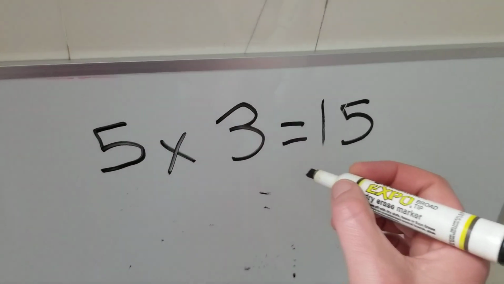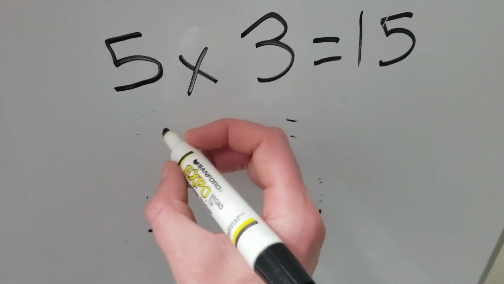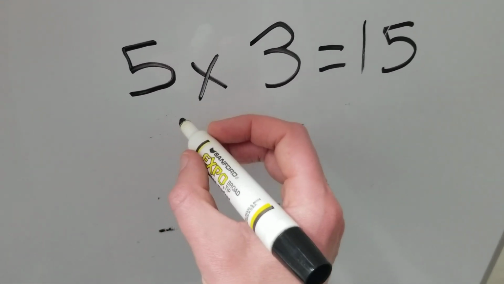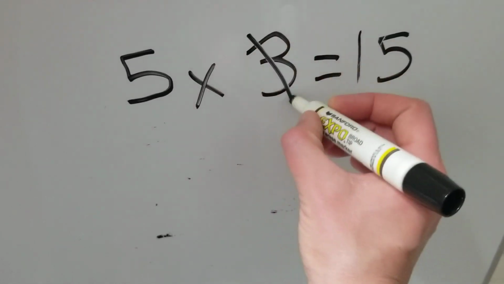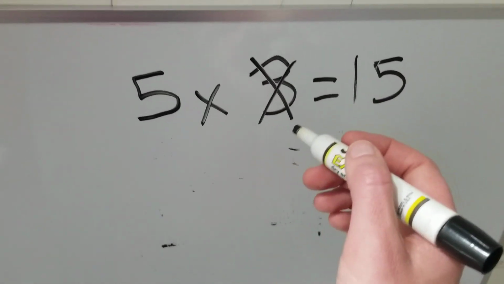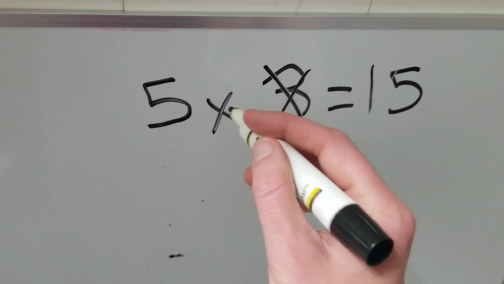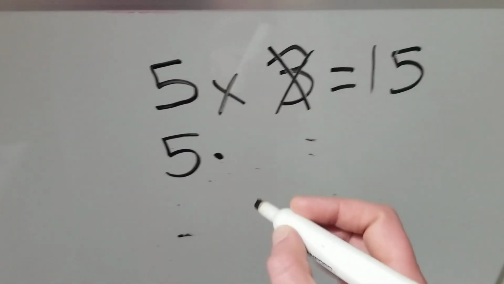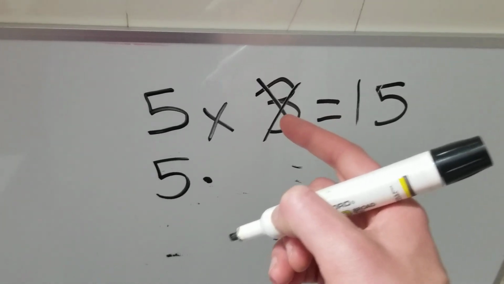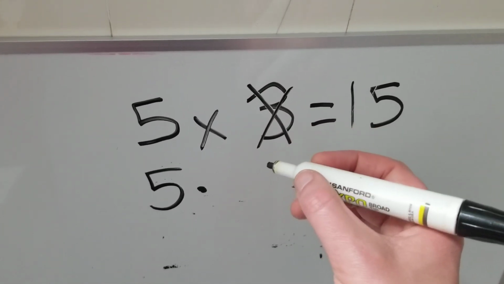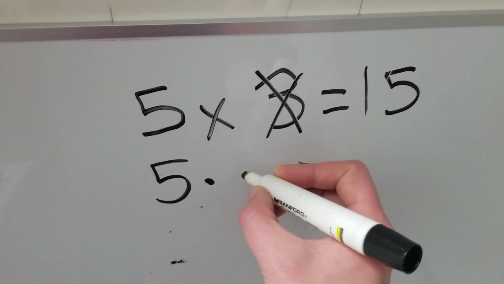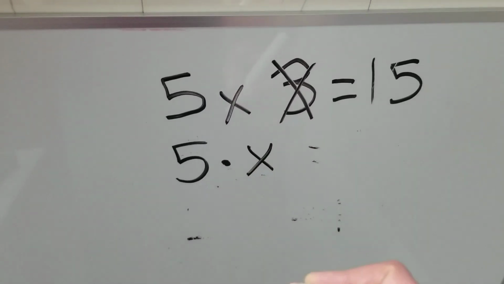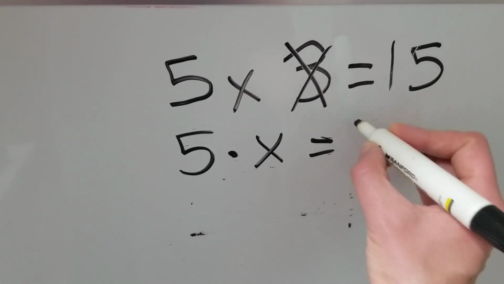5 times 3 equals 15. So what if we didn't know this number? How would we find it out? It would be an invisible number. So let's write like this, 5 times, and instead of 3, x is the letter that equals like unknown, so we'll do x. 5 times x equals 15.